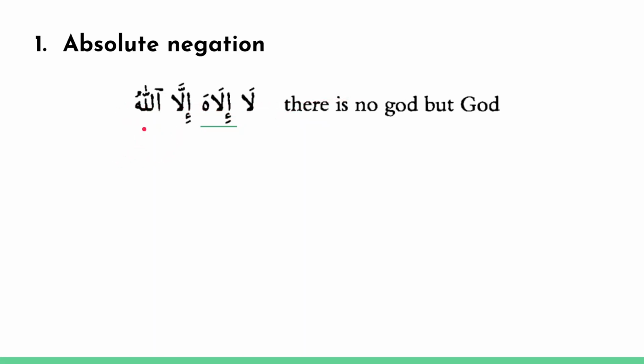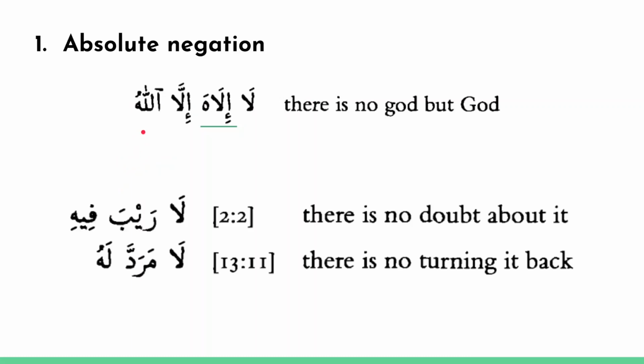Okay? Now, this happens many different times in the Quran. Let's see a couple more examples of it. In Surah Baqarah, La rayba fihi, there is absolutely no doubt in it. And here, La rayba, so you'll see again, rayba is in the mansub case. One more example here, La maradda lahu. There is no turning it back. There's absolutely no returning it. That's how you can translate this. And so again, in both of these cases, we see the word la followed by a noun in the mansub case. So that's the first thing, absolute negation.